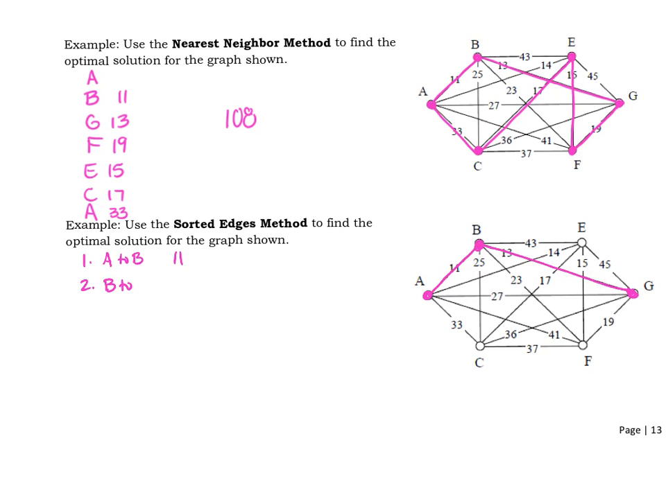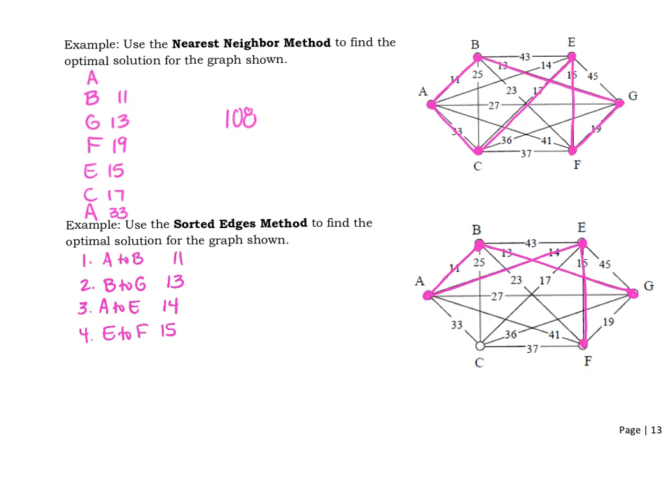B to G for 13. Then you look for the next cheapest of all the edges, and that happens to be A to E, that 14 from A to E. And that is not breaking any of our rules either. We have not created a circuit, and we don't have any vertex with degree 3, so we're okay there. Then the next cheapest is the 15 from E to F. That's not creating a degree 3.